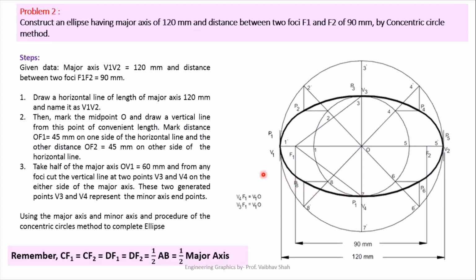After getting all these points, you will just join these points P1, P2, P3, P4 until P8 by a smooth dark line. This will be your final ellipse with your major axis 120 mm and with your minor axis of suitable length. Here it is not said to find the minor axis, but for simplicity, we'll measure this minor axis V3, V4 and write down that the minor axis of the ellipse is so many mm. So this was your example number 2.